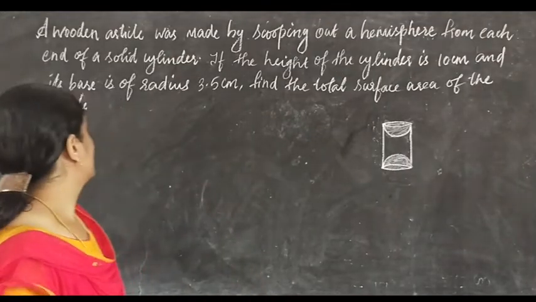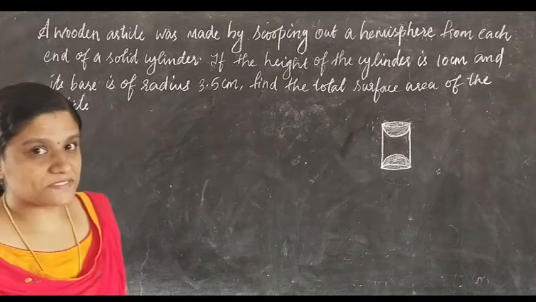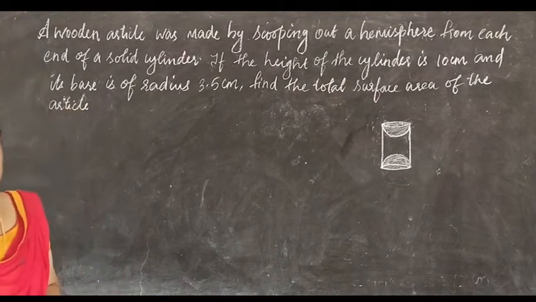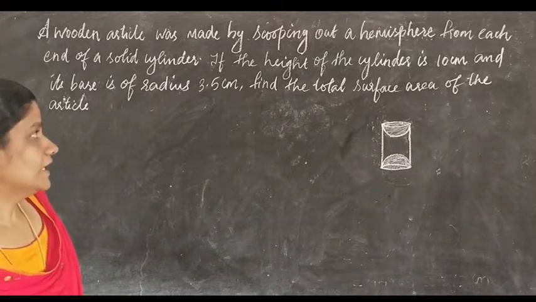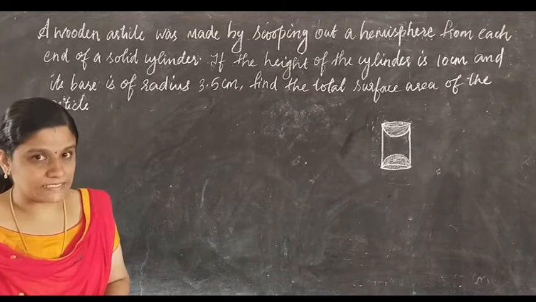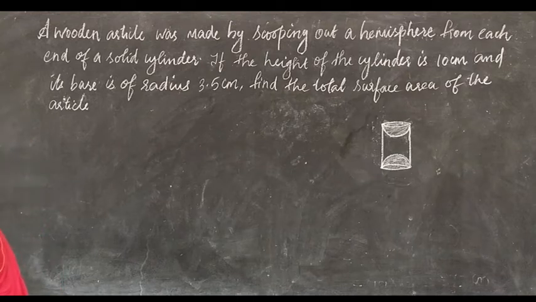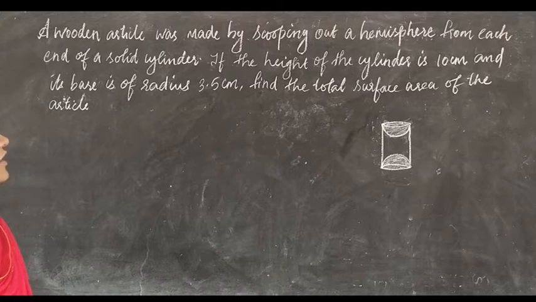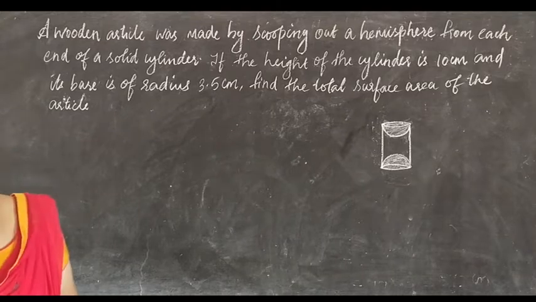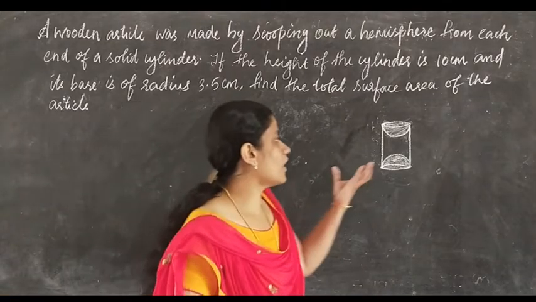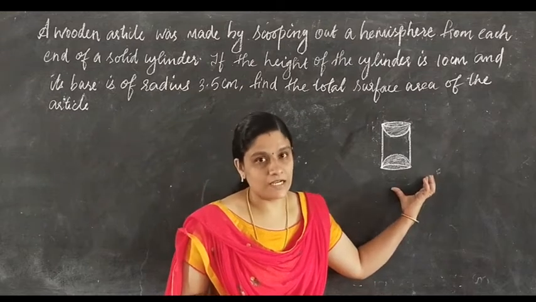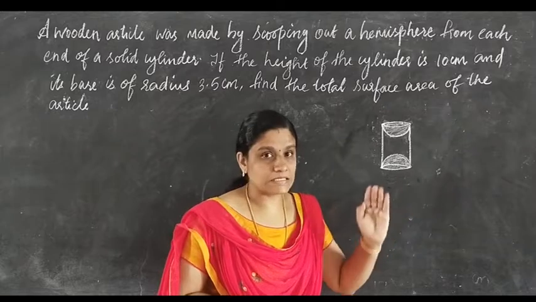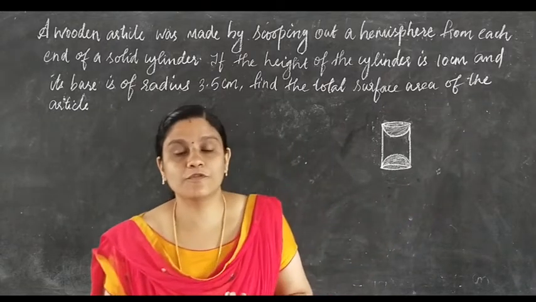The next question. A wooden article was made by scooping out a hemisphere from each end of a solid cylinder. If the height of the cylinder is 10 centimeter and its base is of radius 3.5 centimeter, find the total surface area of the article. So here we have to find the total surface area of this. So a cylinder where two of its ends are scooped out in the shape of a hemisphere.